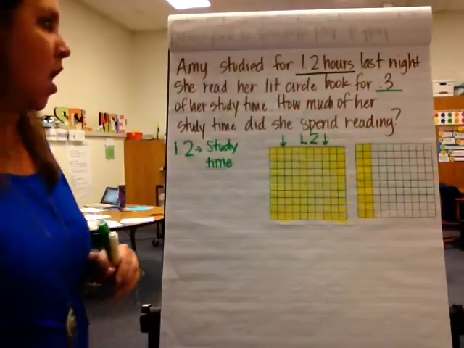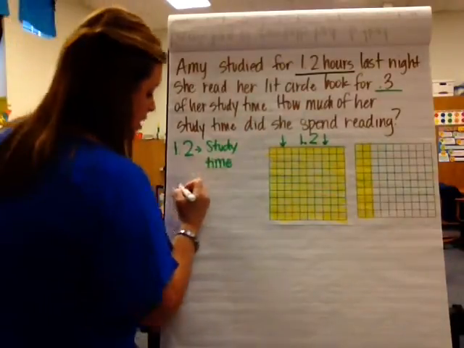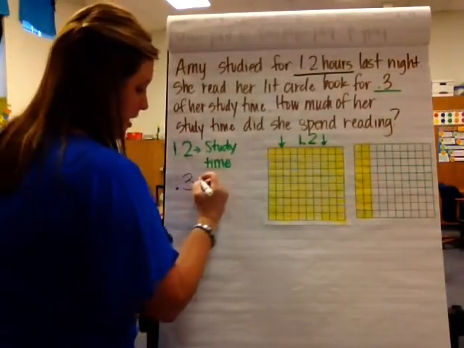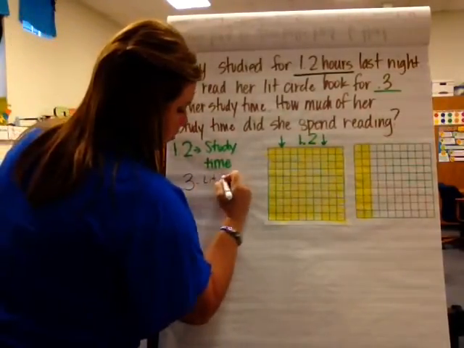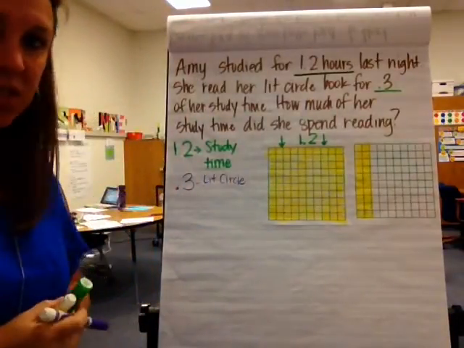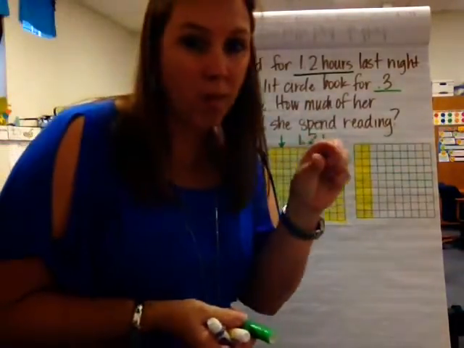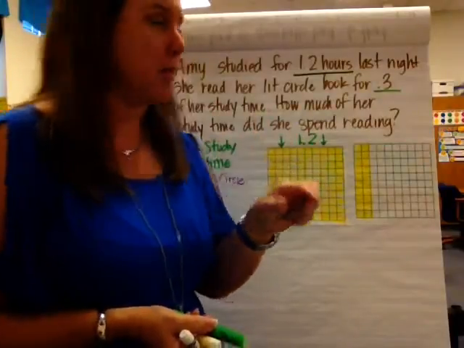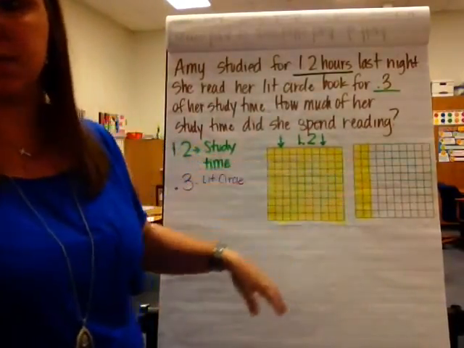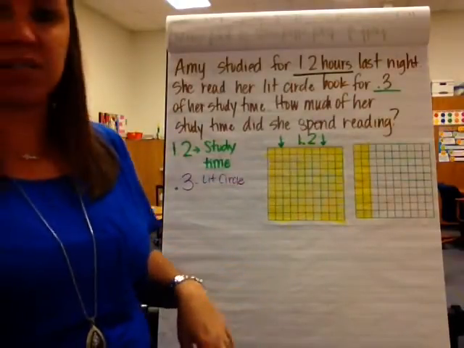What happened with Amy? Once again 3/10, not sure why I did 3/10 every time. Of that time, she's reading her lit circle book. So I can't say the entire night she spent studying her lit book, only a small part, except the rest was math. So of this amount, 3/10. So how am I going to show 3/10?